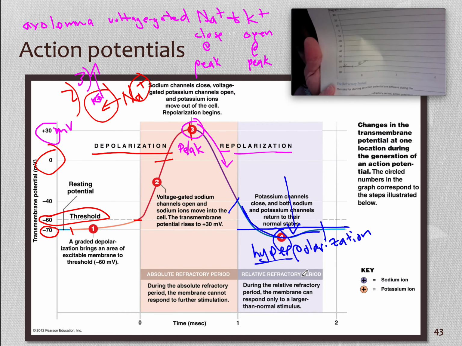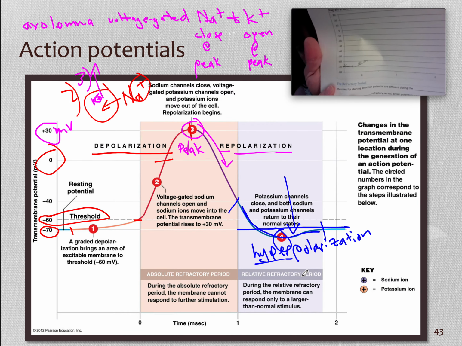And what causes depolarization? Reaching threshold has opened the activation gate on the sodium ion channel, increasing sodium permeability, allowing sodium to rush into the cell, causing a rapid depolarization. Until you hit number 3. What's number 3? Peak voltage, which is +30 millivolts. So I'm right on the +30 line.